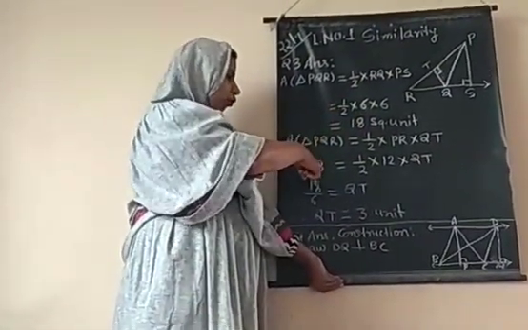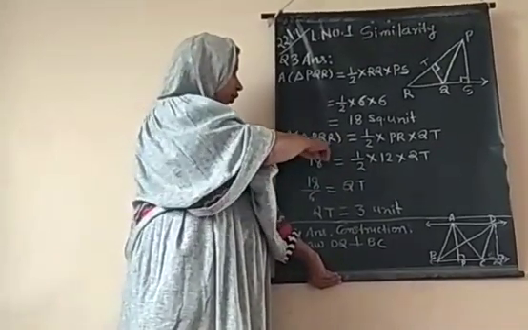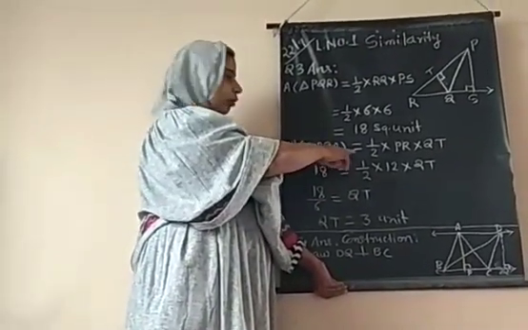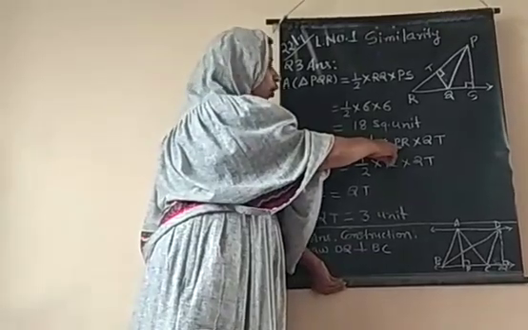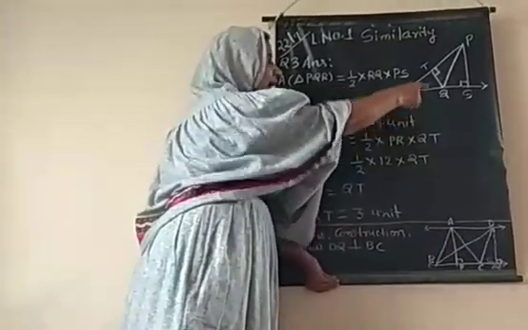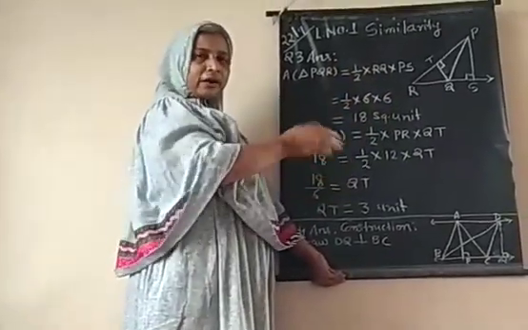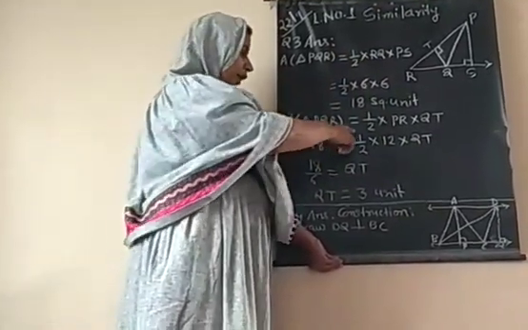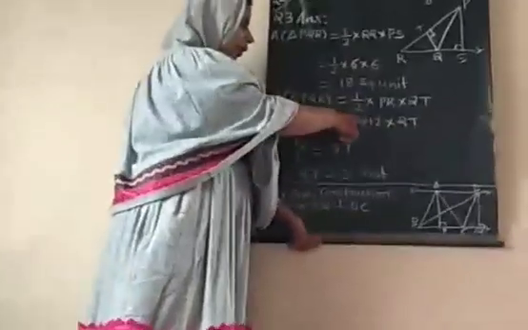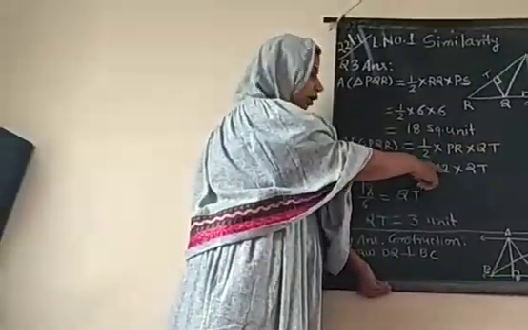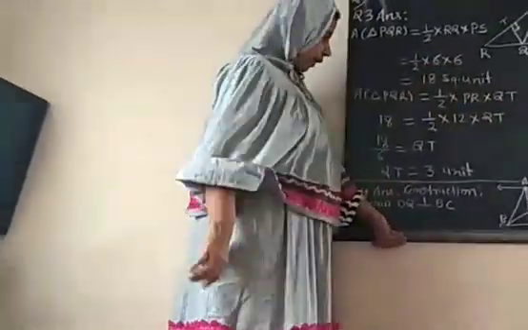The same area we are using to find out QT. Therefore, again, the area of triangle PQR is equal to half multiplied by, now our base is PR and height is QT. The second time, base and height are different for the same triangle. Therefore, 18 is equal to half multiplied by PR, which is given as 12, multiplied by QT, which we are going to find.